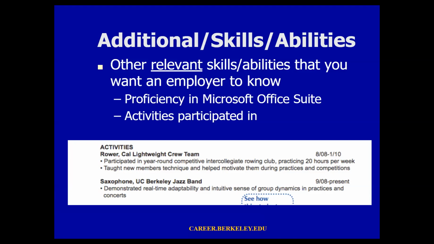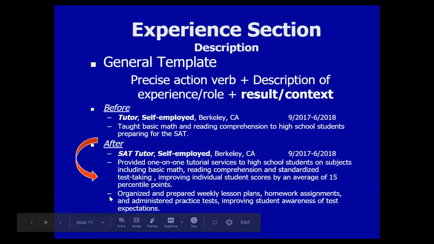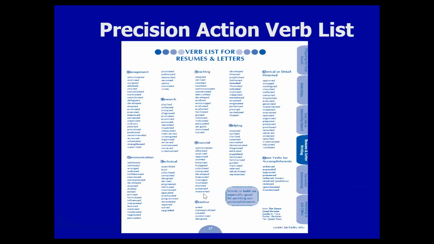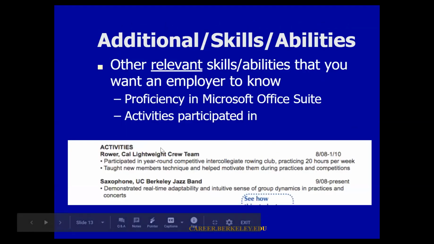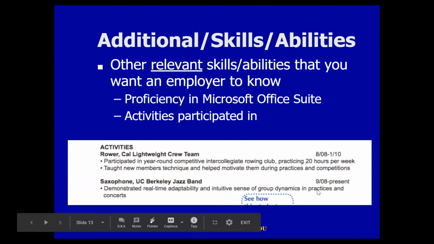I forgot to mention that you do not use the words I or we. So never say I led or I developed lesson plans and I made sure students were. Actually avoid the words I and we. For example, this one: participated in year-round competitive intercollegiate rowing club practicing 20 hours per week. This student never said I did or we competed. Does that make sense? Try to avoid the words I and we.